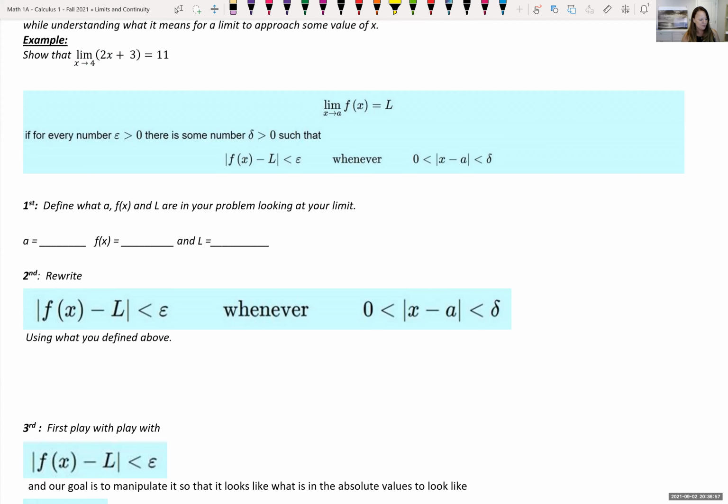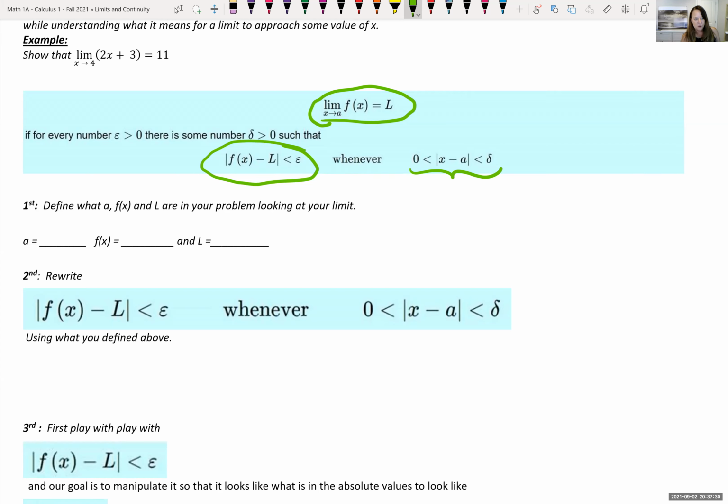And so I threw back in here what that said: if you're looking at the limit as x is approaching a of f of x equals L, if for every epsilon greater than 0, there's some delta greater than 0, such that the distance from the y value, f of x minus L, is going to be within that epsilon, whenever 0 is less than the absolute value of x minus a, which is less than delta.